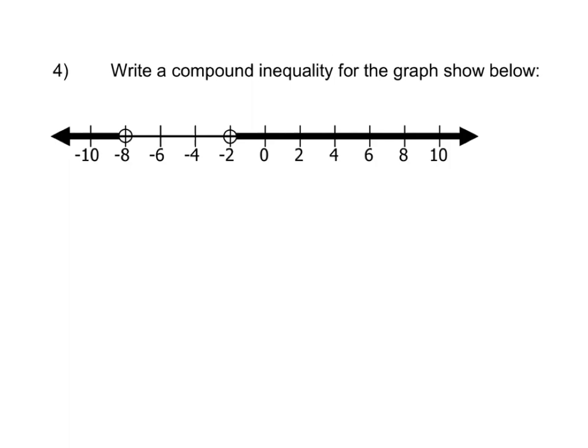You should have gotten an OR statement here. The numbers are either less than -8 or they're bigger than -2. The numbers are either on this side or they're over here on this side. Okay, and that's it.